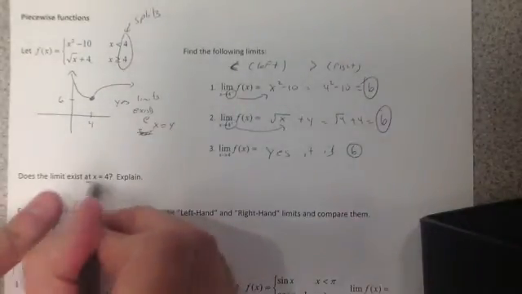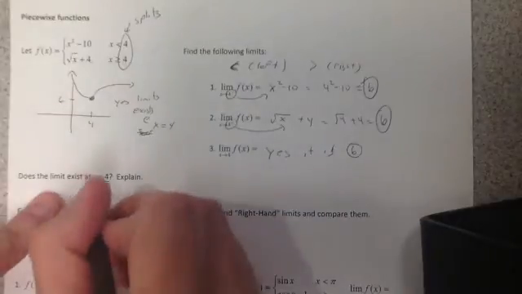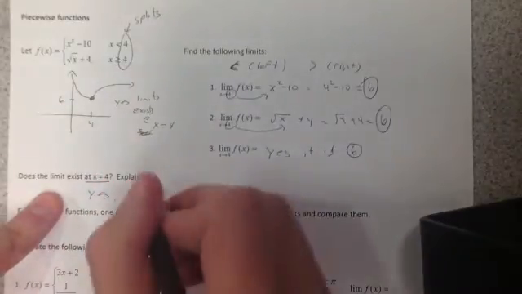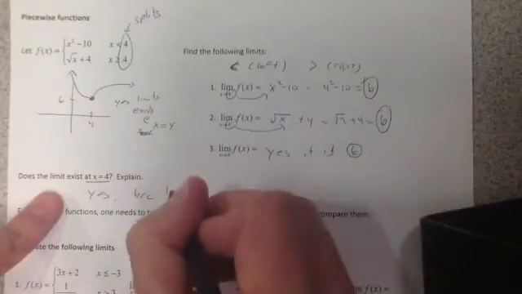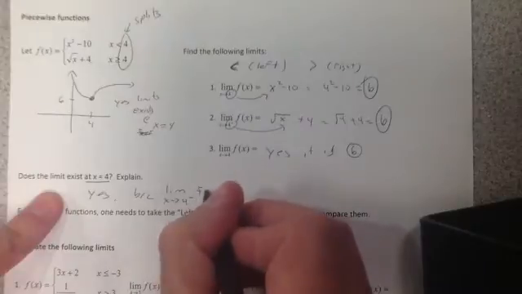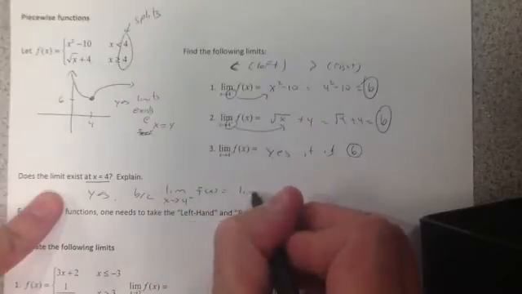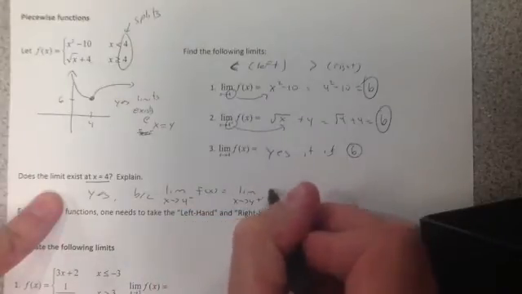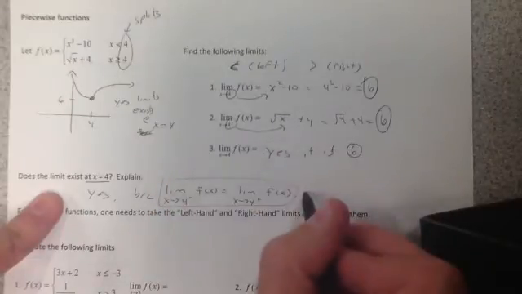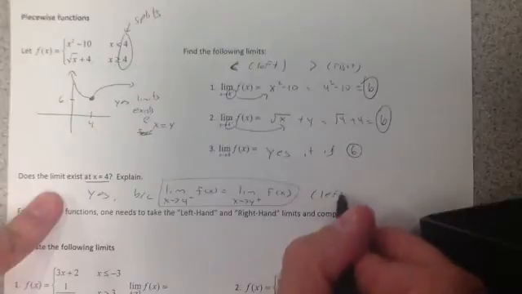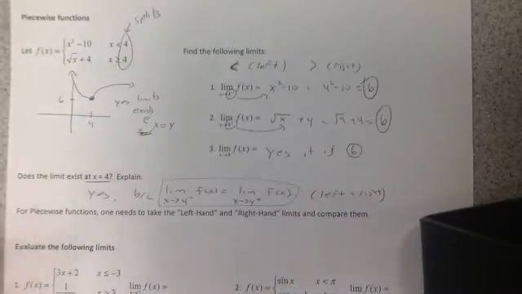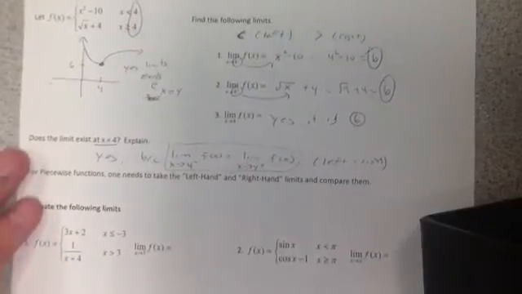And why is it 6? Well, let's take a look here. Does the limit exist at 4? Yes. And the reason why? Because, just like from the other day, the limit as x approaches 4 from the left equals the limit as x approaches 4 from the right of our function. In other words, the left equals the right. And that's what you're looking for on these. So let's take a look at a few examples of how we can do these.